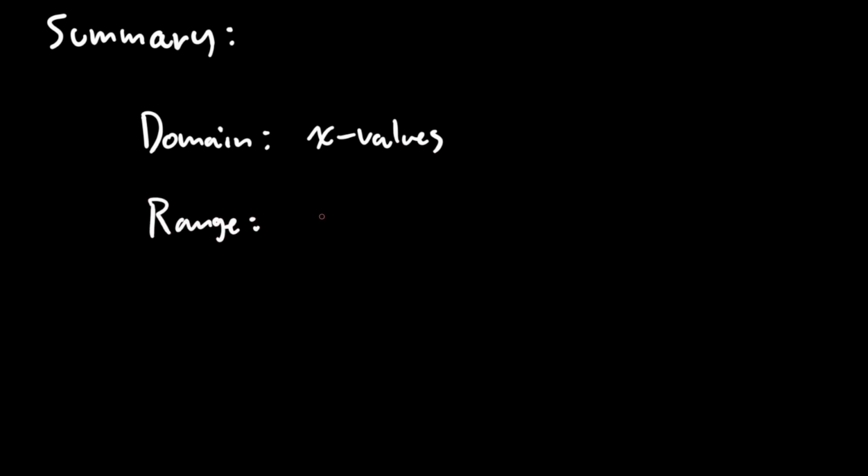So in summary, the domain is the set of all possible and valid x values that you can put into a function, and the range is the set of all possible y values that the function is going to give you, or all possible outputs. And remember to always use proper notation when you're describing domain and range. And that'll be all.